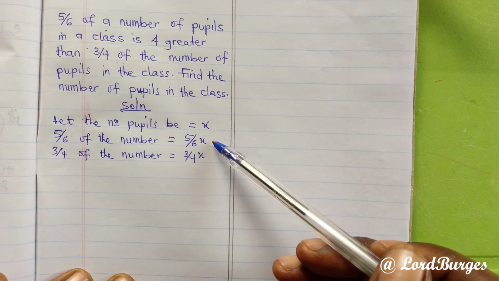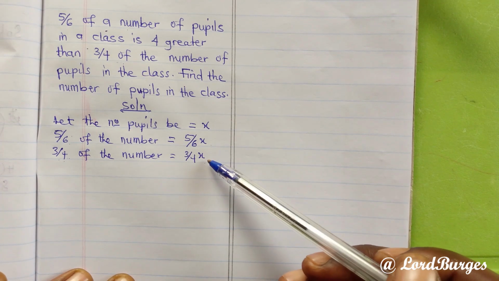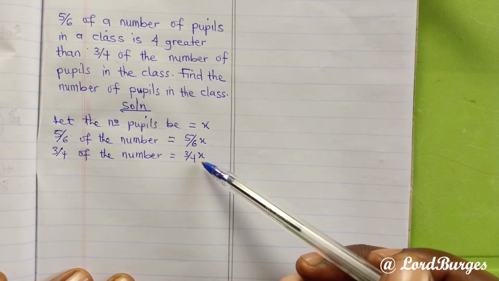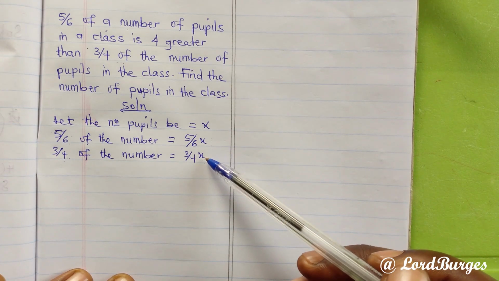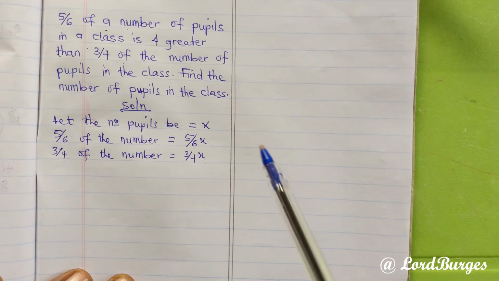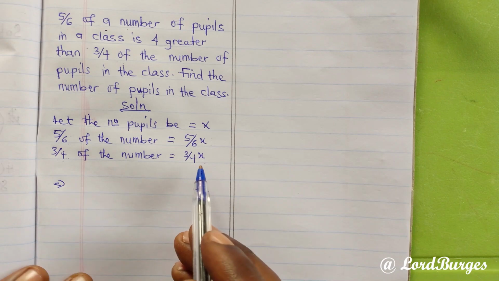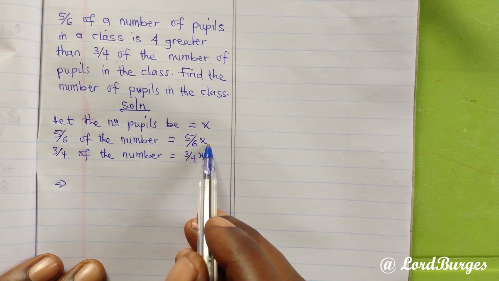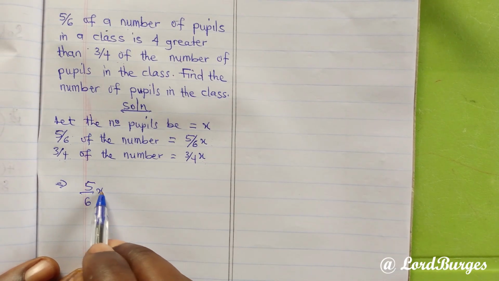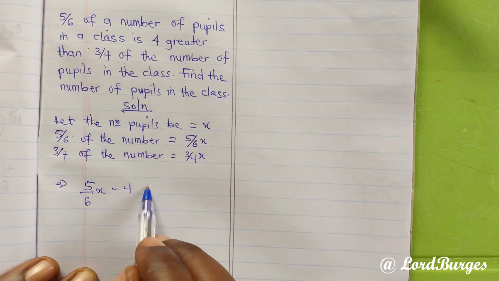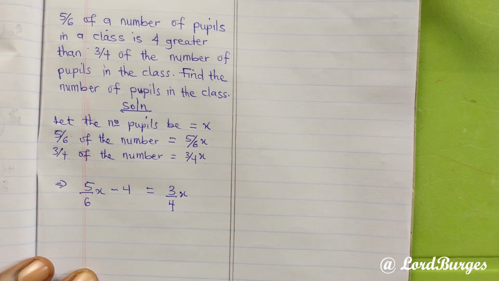So I need to subtract 4 from this side to be equal to this. Or, because this one is 4 more than this, I need to add 4 to this to get this. So whichever way you go, you will still get your answer. Therefore, let me subtract the 4 from the bigger one. I'll be having 5 over 6x minus 4 to be equal to 3 over 4x.